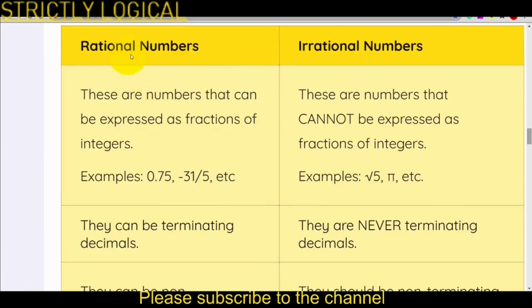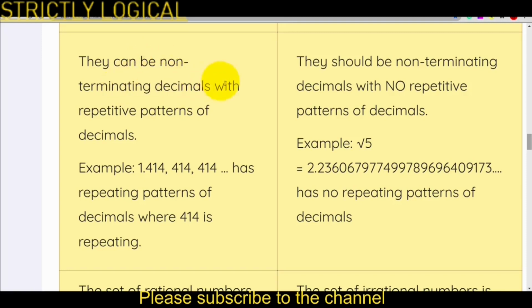Let's see the difference between rational numbers and irrational numbers. So all the numbers that can be expressed as a fraction of integers are rational numbers. The numbers that cannot be expressed as a fraction of integers are irrational numbers. Rational numbers can be terminating decimals, while irrational numbers are never terminating decimals. Rational numbers can be non-terminating decimals with repetitive patterns of the decimals. 1.414414, you can see that the same set of numbers is repeating. That's why this number is a rational number.